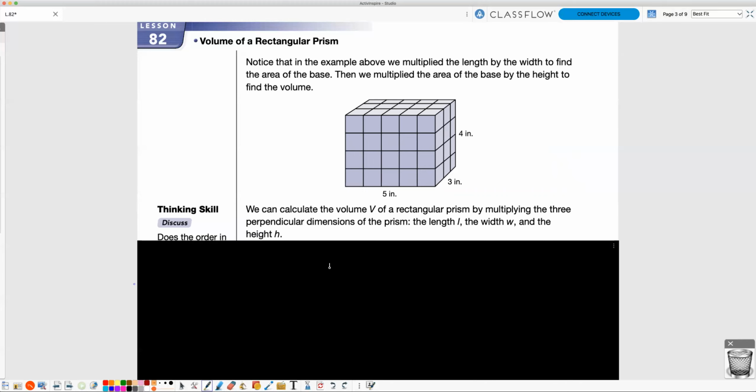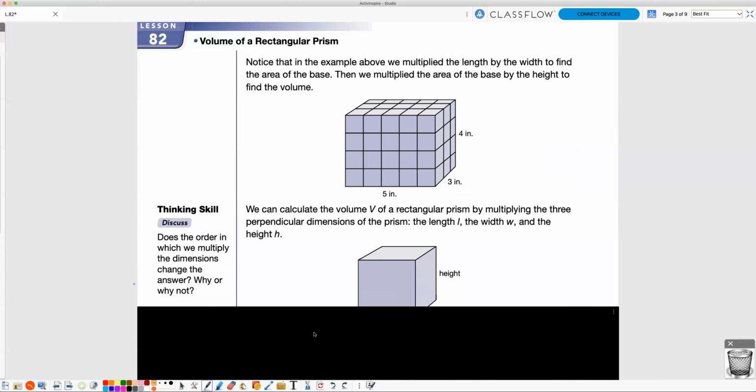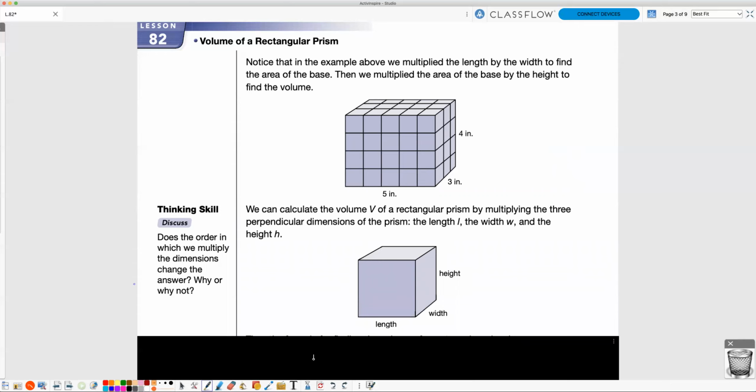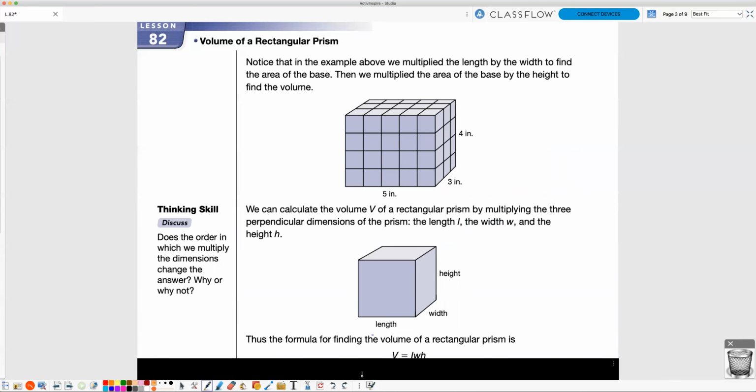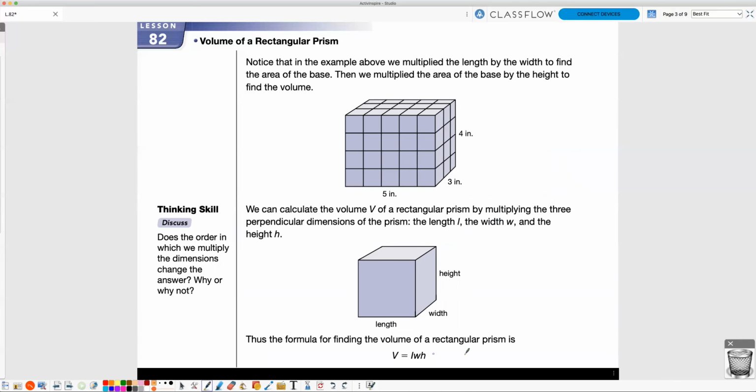We can calculate the volume of a rectangular prism by multiplying the 3 perpendicular dimensions of the prism: the length, the width, and the height. Thus, the formula for finding the volume of a rectangular prism is length times width times height.